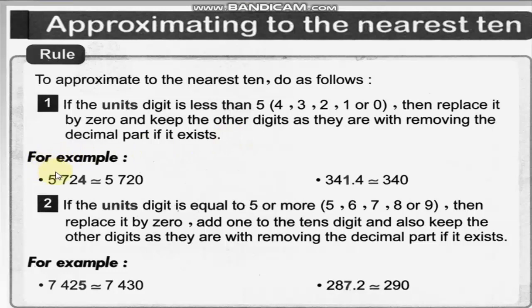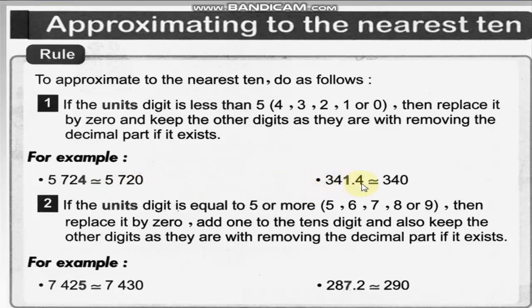For example, can we read this number? It's 5724, and we need in this question to approximate to the nearest 10. Where is the tenth here? The tenth here is number 2. We look at the units. The unit here is number 4. Number 4 is less than 5, so we replace number 4 by 0 and keep the other digits with their value. So 5724 approximated to the nearest ten equals 5720.